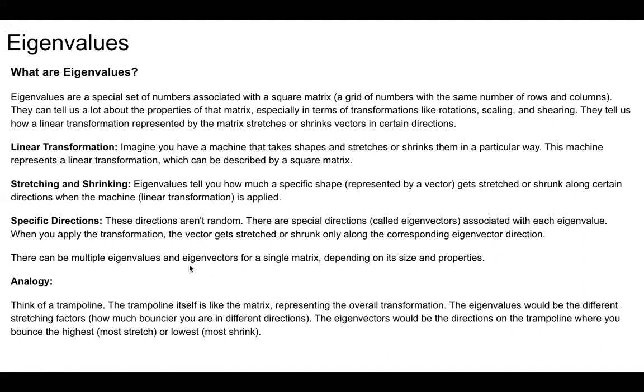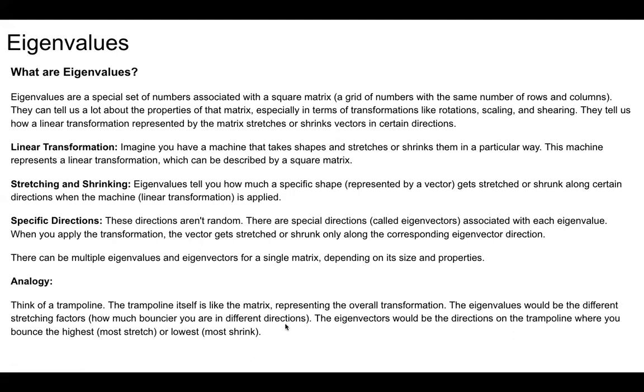Another important point to note: there can be multiple eigenvalues and eigenvectors for a single matrix, depending upon its size and properties. Say, for example, take a trampoline. The trampoline itself is a matrix. A trampoline is something on which you jump up and down, right? When you jump up and down, the transformation changes. So the eigenvalues would be different stretching factors, like how much you bounce in different directions.